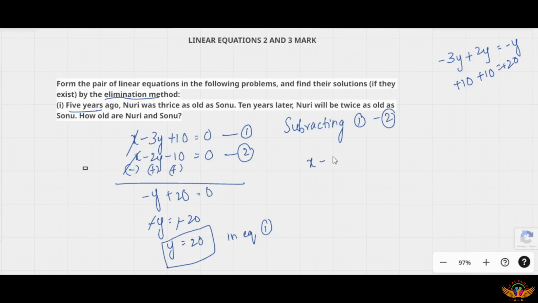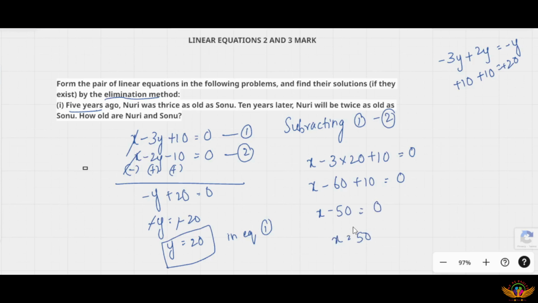So x minus 3 into 20 plus 10 is equals to 0. 3 into 20 is 60. x minus 60 plus 10 equal to 0. Whenever you see minus and plus sign, first subtract and put the bigger number's sign. So 60 minus 10 is 50. The bigger number's sign is minus. x minus 50 is equals to 0. x is equals to 50.